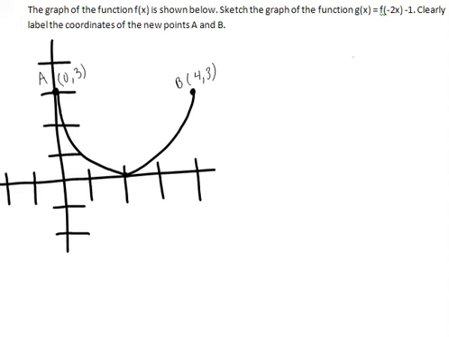The graph of the function f of x is shown below. Sketch the graph of the function g of x equals f of negative 2x minus 1. Clearly label the coordinates of the new points a and b.